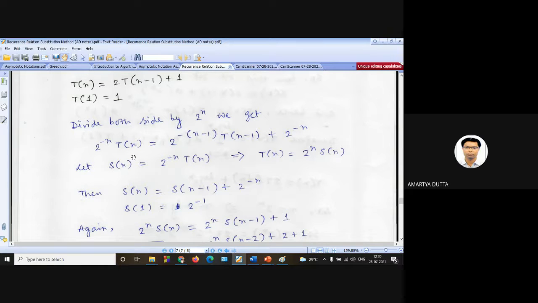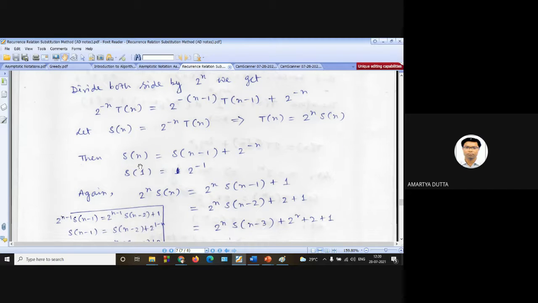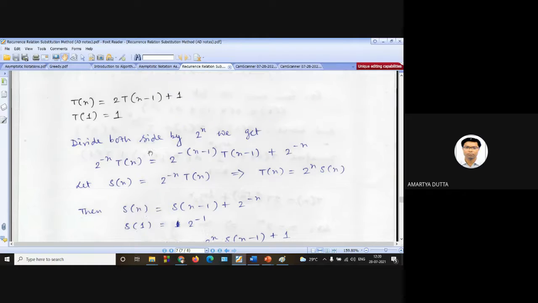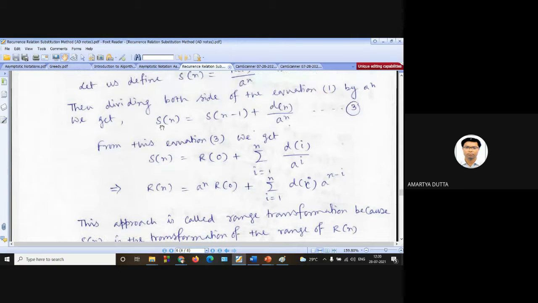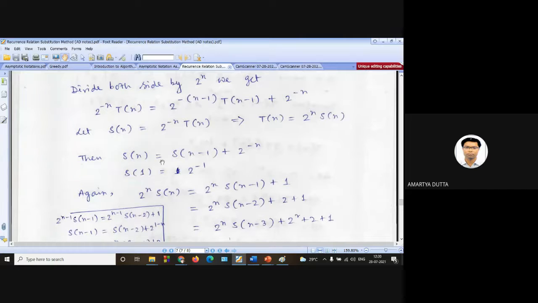Then let S(n) be the left hand side, 2 to the power minus n T(n). So T(n) is equal to 2 to the power n S(n). So we can get S(n) = S(n-1) + 2 to the power minus n. Okay, so this is the fundamental recurrence form. Is it clear? This is your fundamental recurrence form: S(n) = S(n-1) + T(n)/a^n. So S(n) = S(n-1) + 2 to the power minus n. This is your fundamental recurrence relation.